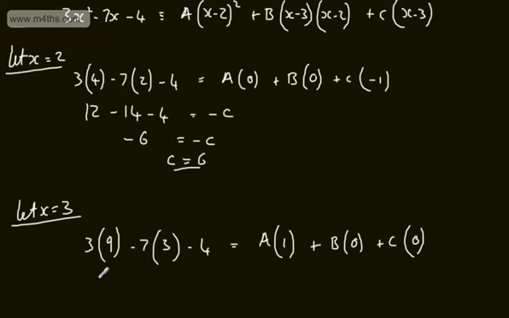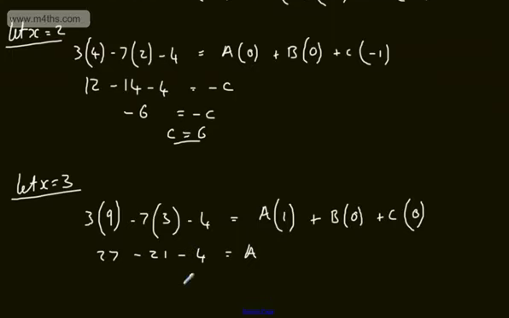So what have we got? 27 minus 21 minus 4 is equal to a. So what's that give me? A is going to be equal to 2. Okay, so a is equal to 2.